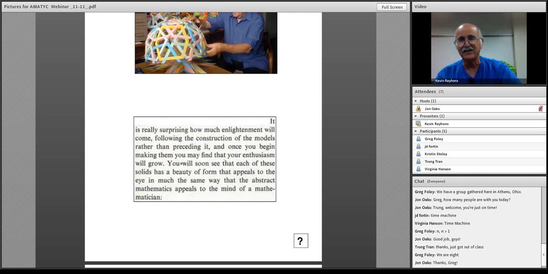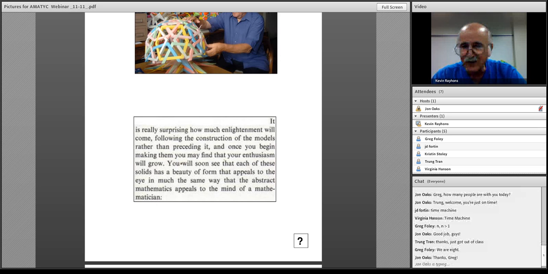So take a guess. Is it 5? Is it 10? Is it 20? Is it 50? Is it 100? Is it hundreds? Let's see some guesses in the chat box there. How many ways can we put these polygons together to make a polyhedron? No guesses yet. Is it 5, 10, 20, 50, 100, hundreds, thousands? No guesses. Are they talking it over there in Greg's group? John Oakes is typing.